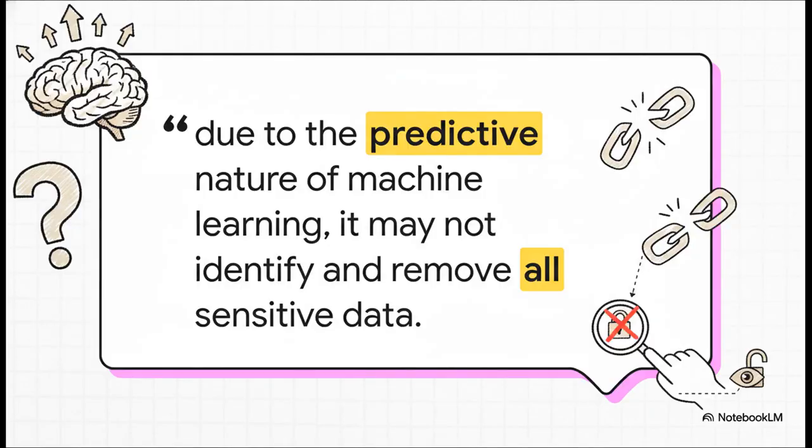Okay, now pay close attention here because this is a direct quote from the AWS docs, and it's a classic architect's gotcha. It basically says that because machine learning is all about prediction, it might not catch every single piece of sensitive data. It's not 100% perfect. So what's the takeaway? If your application has zero tolerance for leaking PII, your architecture must include a human review step. You can't just set it and forget it. That's a key exam-level detail right there.